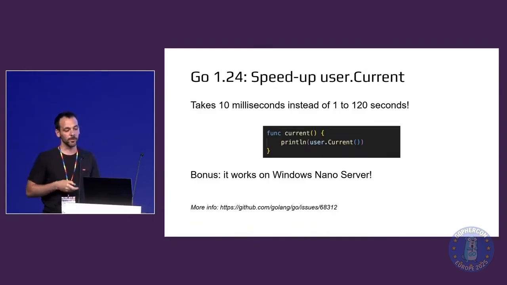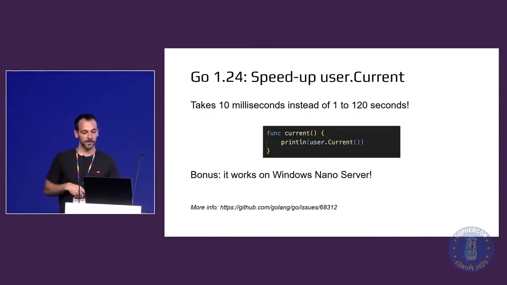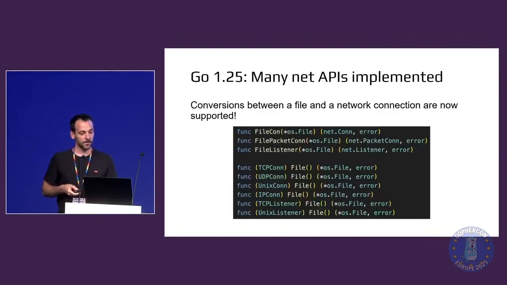In Go 1.24, I sped up user.Current, which literally just gets the current username. It used to take from 1 second to 2 minutes. Now it takes 10 milliseconds, thanks to using the correct APIs. And as a bonus, it now works in Windows Nano Server. Kubernetes couldn't use this API because it wouldn't work on this platform.